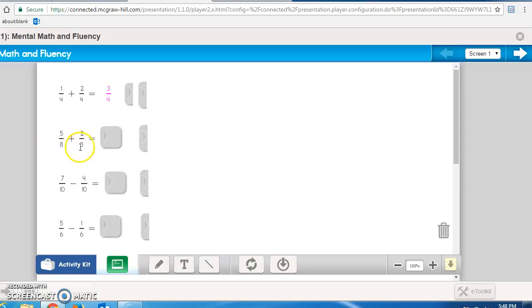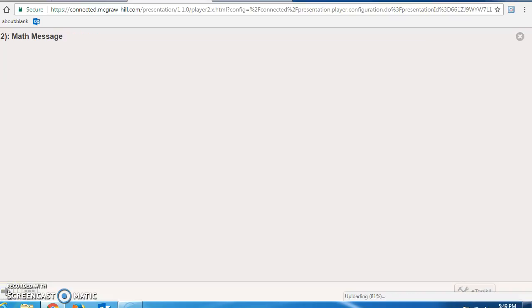Again, denominators in all these problems are the same, so I just do the sign that's stated with the numerator. 5 plus 2 is 7. My answer is not 7, it's 7/8. Be sure to do the entire fraction. 7/10 minus 4/10. Well, 7 minus 4 is 3, so my answer is 3/10. And finally, 5/6 minus 1/6 equals 4/6. Adding and subtraction with fractions is easy if we have like denominators.